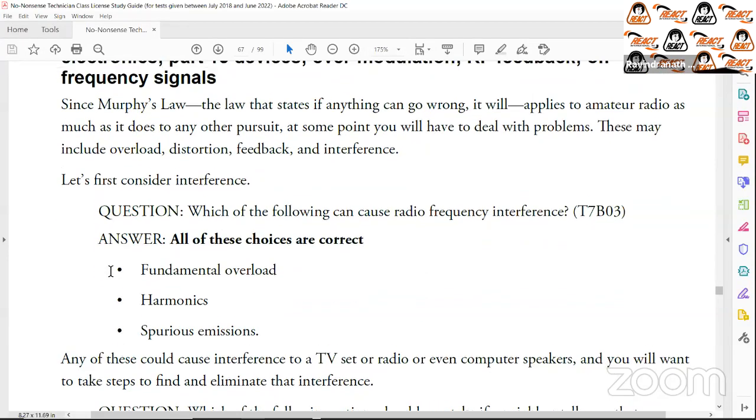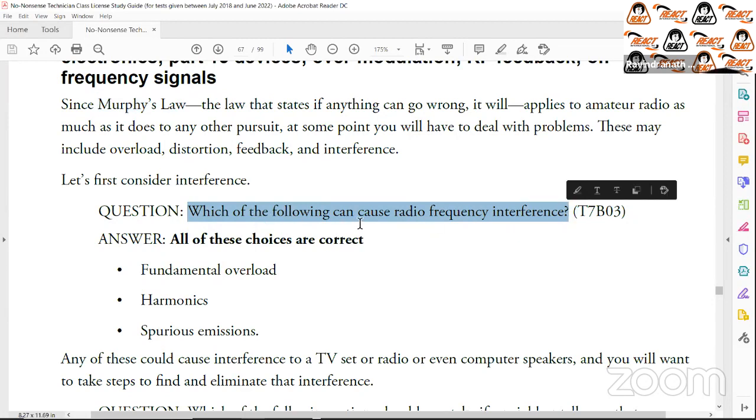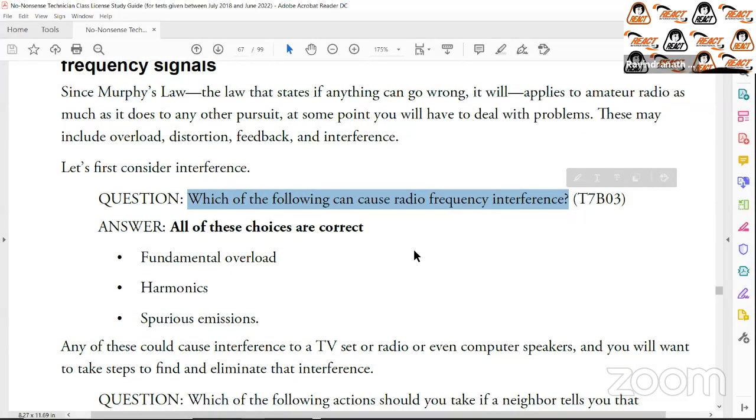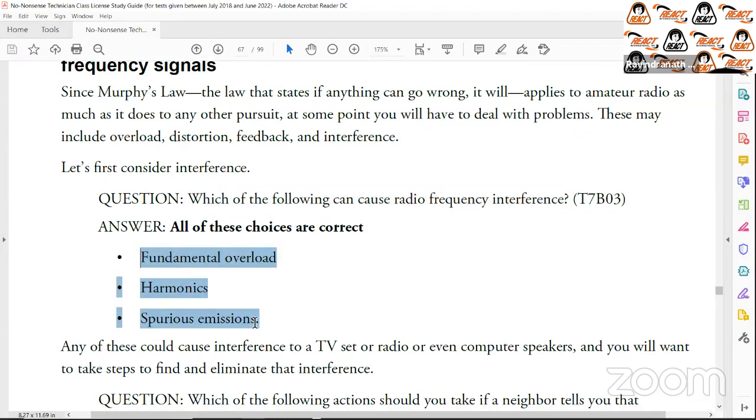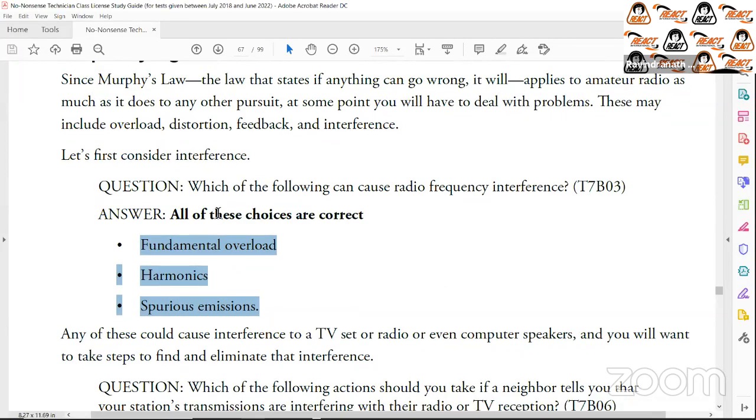All right. Remember Murphy's law? Some people say Murphy was an optimist. Right, question in the question pool. Which of the following can cause radio frequency interference? Well, we dealt with this on a slide, and we said that these are the possible causes of radio frequency interference. So all of them are correct.